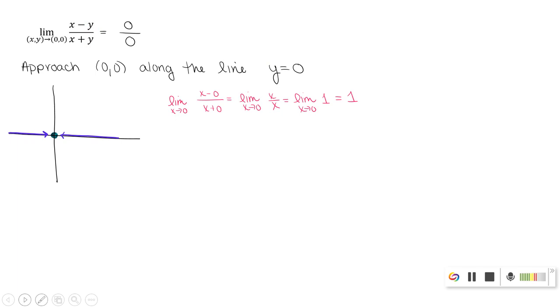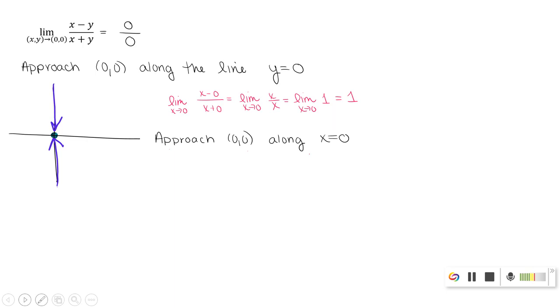Now, this isn't enough to say the limit is 1. We need to somehow see what happens in other directions. And this limit is only going to equal 1 if the z values approach 1 from every direction. So we're not going to check every single direction, but let's check what happens along x equals 0.